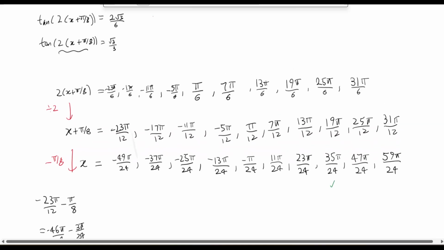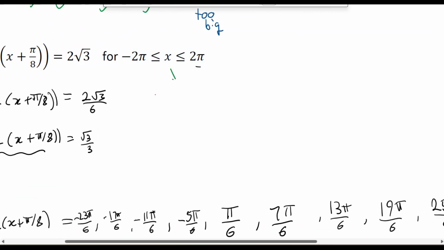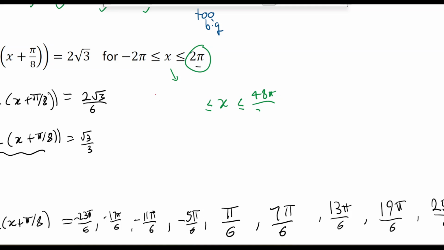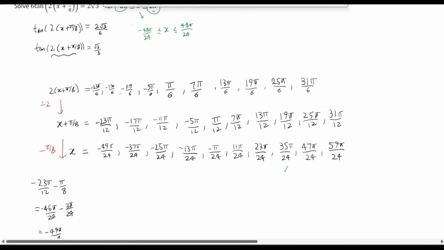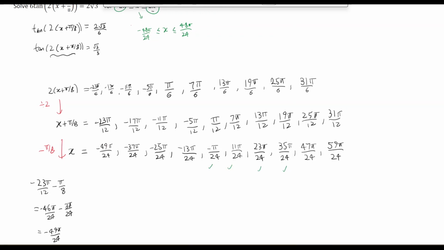And probably the easiest way to tell is you can actually write both these as fractions over 24. So that one would be 48 pi over 24. And that one would be minus 48 pi over 24. So if we look at our list again, we can see that we keep almost all these. The one on the very left we actually get rid of. That's too big. And just cross it out that way so we can see what the number was.